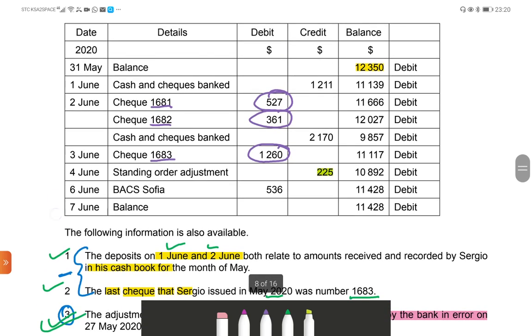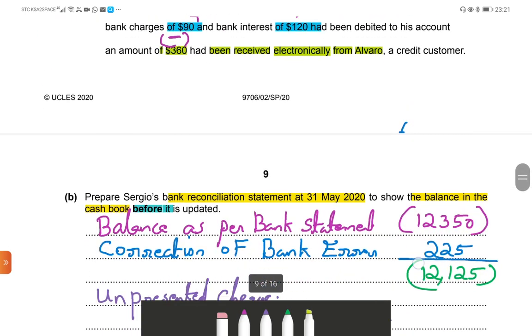But the same dates we have: 1st June and 2nd June and 3rd June they said. So 1st June we have credit side 1211 and 2170. This is uncredited outstanding bankings. So we have to add it back. These two we have to add back.